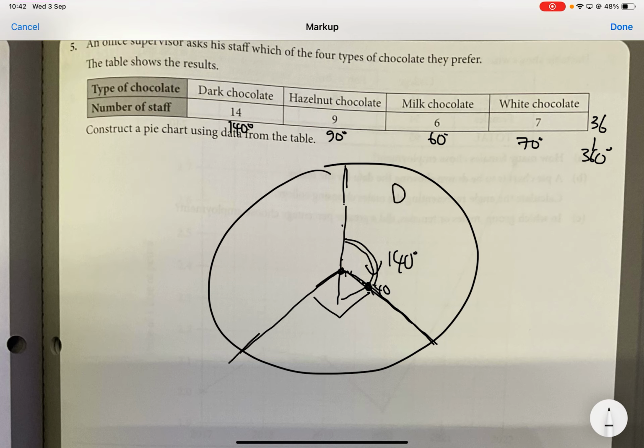So here, dark chocolate. Here, hazelnut chocolate. Then I measure again, continue 60 degree, 70 degree.